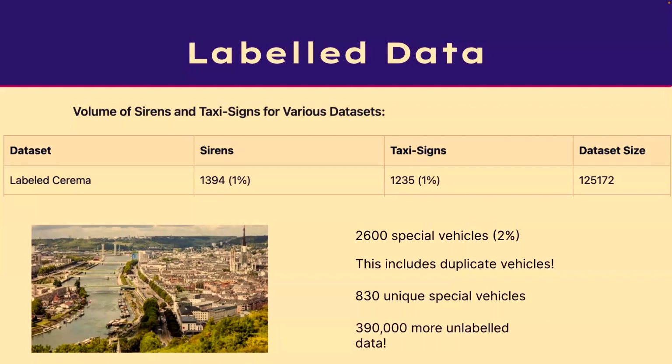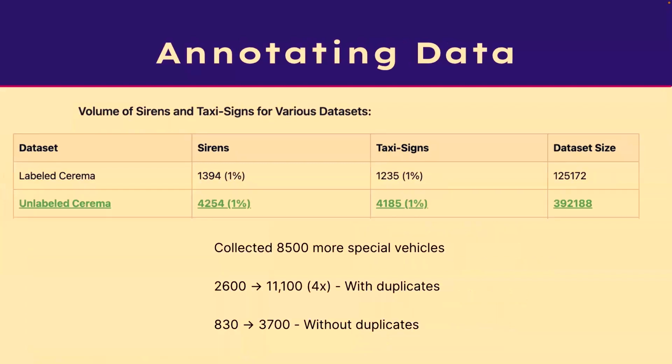What we know is that Envision actually has a larger pool of 390,000 more unlabeled data. So Hannah and I actually went through this larger pool of data and picked out samples of sirens and taxi signs. It was a lot of manual work, but we were able to collect 8,500 more special vehicles. And so we went from roughly 2,600 special vehicles from before to 11,100, right? So we 4x the amount of special vehicles we initially had. And yeah, this is a lot more viable.